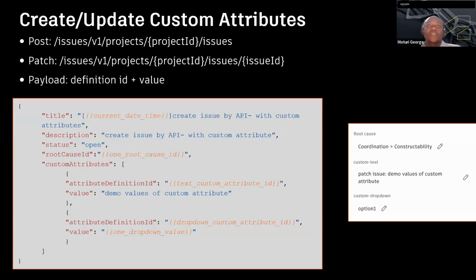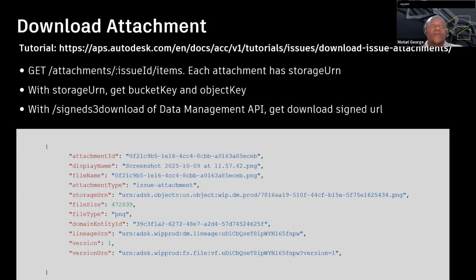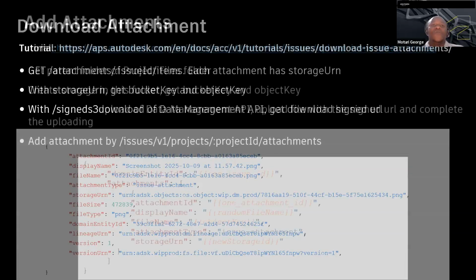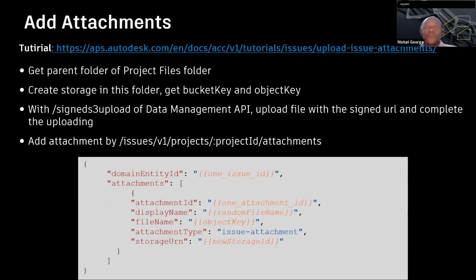You can create and update the custom attributes. There are APIs for that, and the Postman collection has the same. So during your own free time, you can do that. You can also download attachments from the issues. There is an API for that. And you can also upload attachments. There is a tutorial in the links that we shared. You can have a look at the tutorials on how to add attachments to the issue via API.